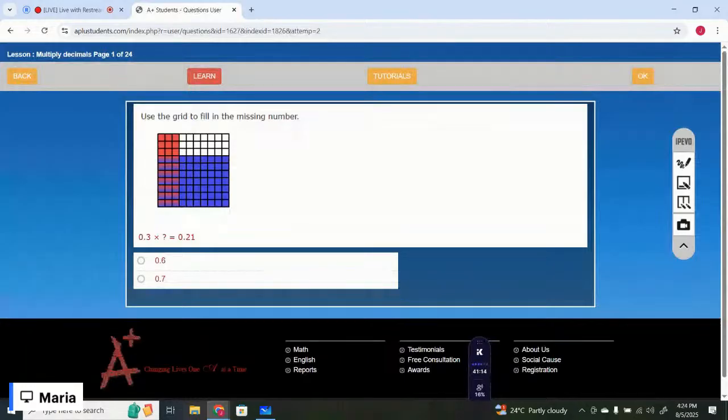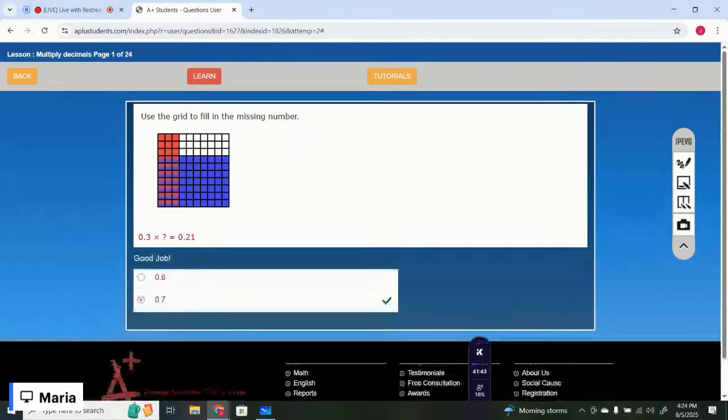Use the grid to fill in the missing number. 0.3 times what number makes 0.21? 0.3 times 0.7 makes 0.21. Option number 2 is the correct option.